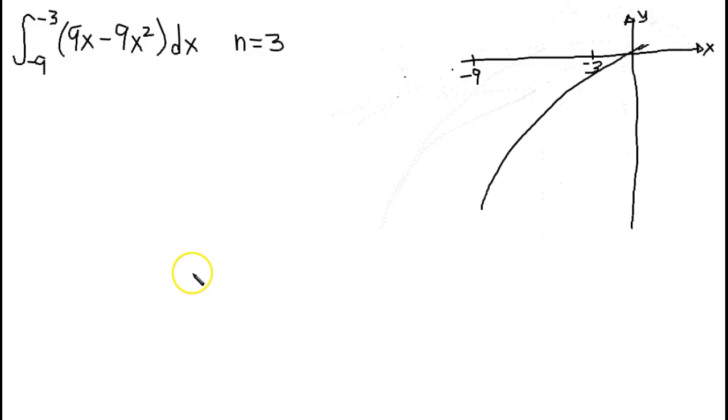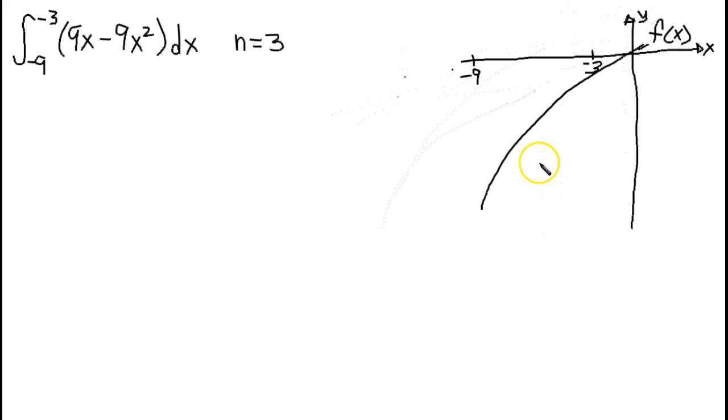This problem asks us to approximate this definite integral using the midpoint rule, given that n is equal to 3. I've sketched a picture of the graph over here on the right side. The graph is a parabola, but we only want to look at the function over the interval from -9 to -3, so it looks something like this. It's not drawn to scale, but I want to show you how the rectangles are going to look as we do this problem.